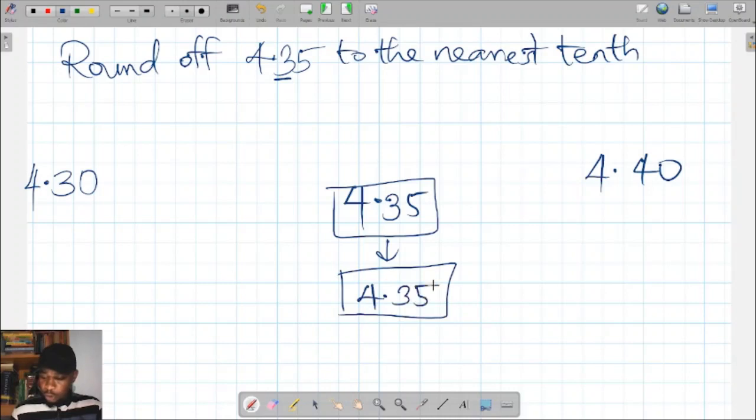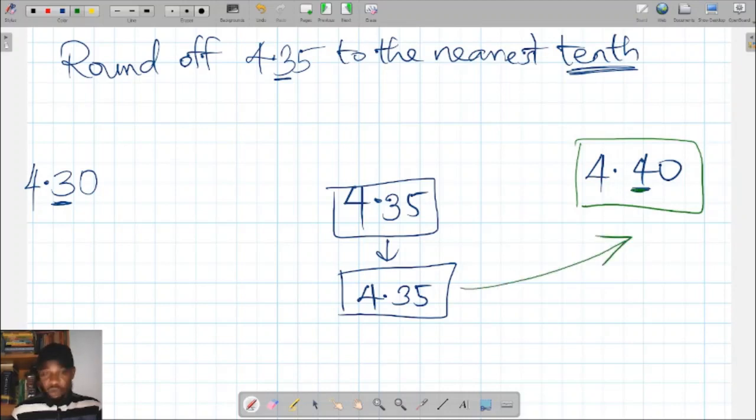So we're going to consider the lower bound and upper bound. Which one has an even number in the tenths position, which is the place value that we're considering? This has an odd number in the tenths position, but this has an even number in the tenths position. So the nearest tenth that we're going to be selecting is 4.40, because that's the one that has an even number in the tenths position. So in this case, we're rounding this off to the upper bound. So we say 4.35 is approximately equal to 4.40.